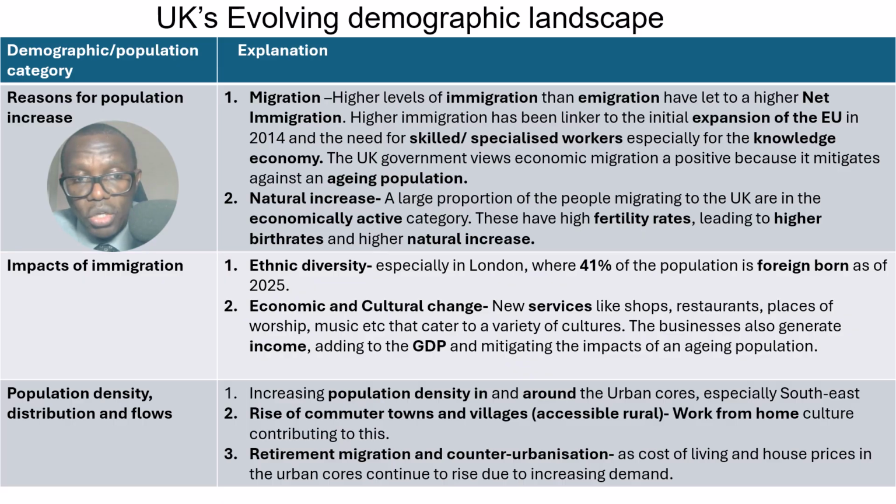So the population of the UK is obviously increasing. And there are several reasons for that. And there are two main reasons for that. And the first one is migration. Now, higher levels of immigration than emigration have led to a higher net immigration.